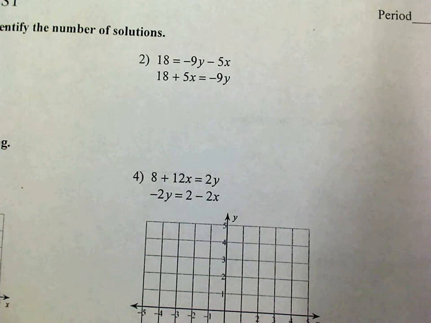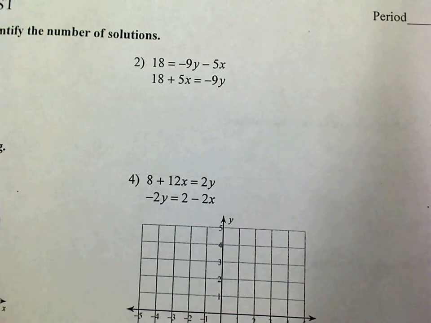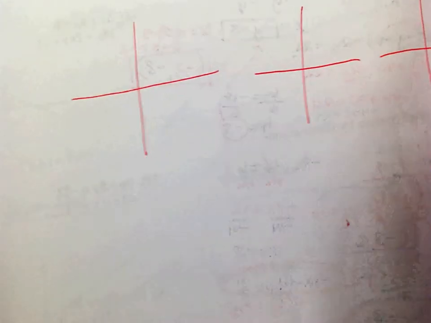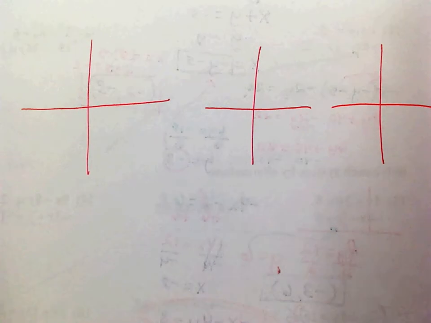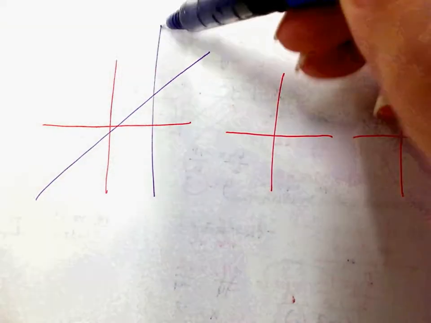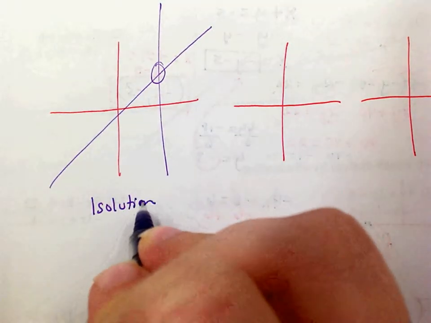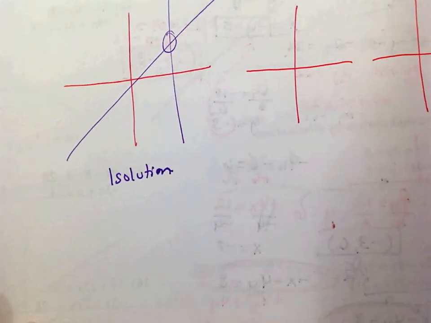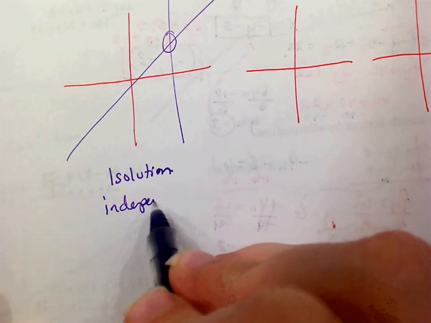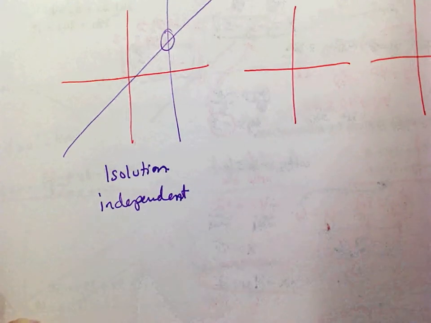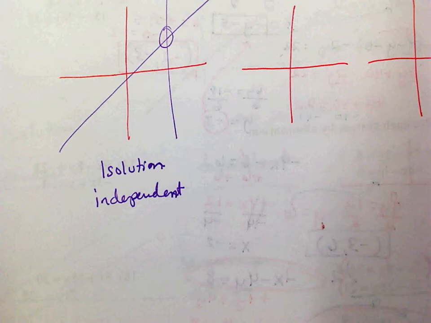Okay, so let's just remind ourselves for a second, guys, of the three types of systems that we have. One solution. If the two lines intersect once, that's one solution. Is that independent, dependent, or inconsistent? That's independent. How do you remember that? They don't need each other.